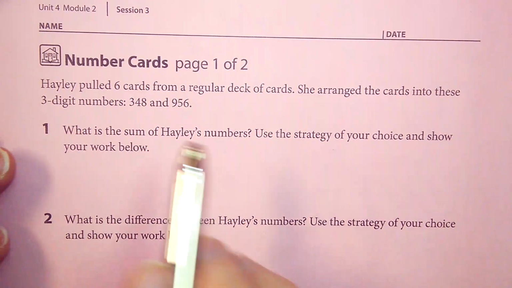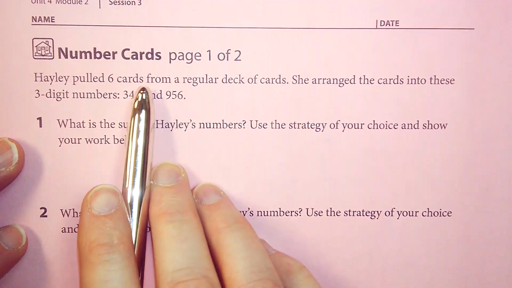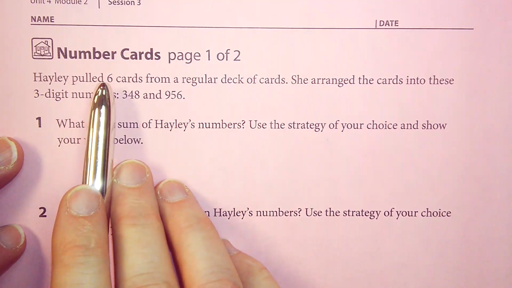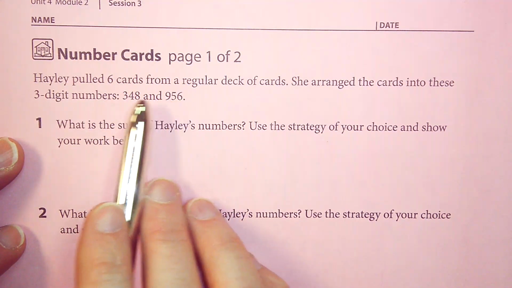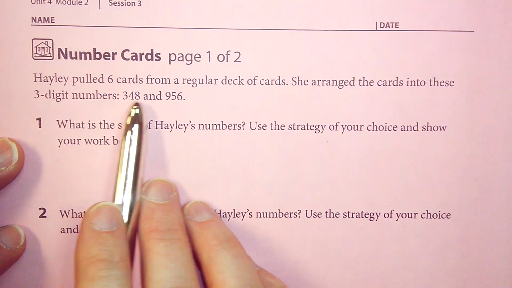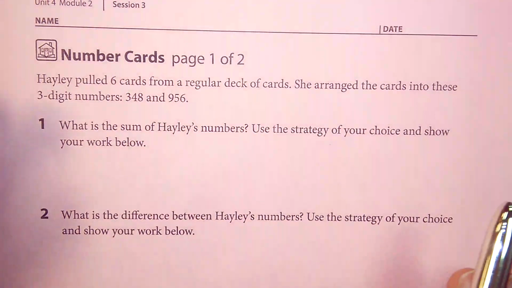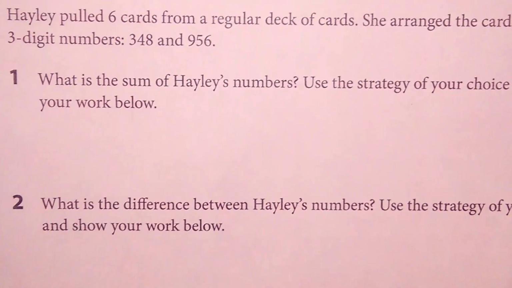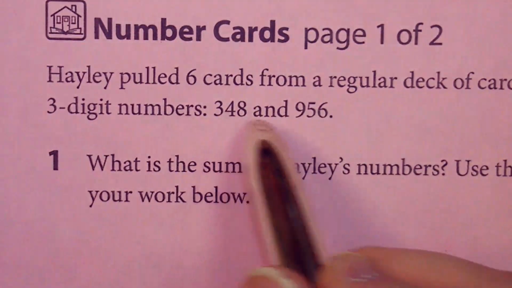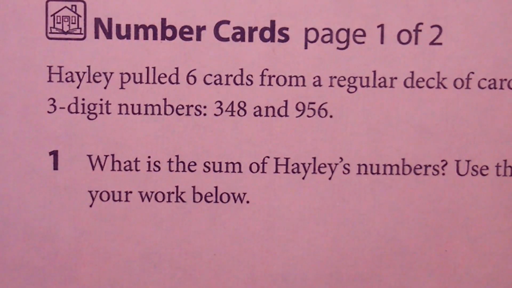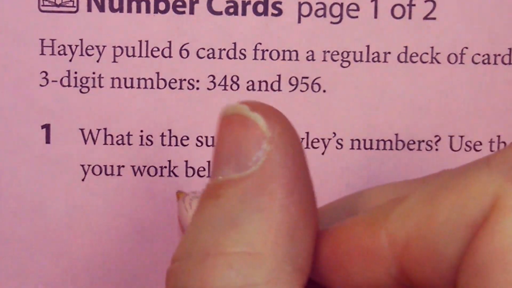This whole page is going to deal with Haley and this activity she's doing with number cards. She pulls 6 cards from a deck and she arranged them into 2 numbers. They each have 3 digits, 348 and 956. Question number 1 says, what is the sum of Haley's 2 numbers? You can use whatever strategy you want. They just want to see your work.